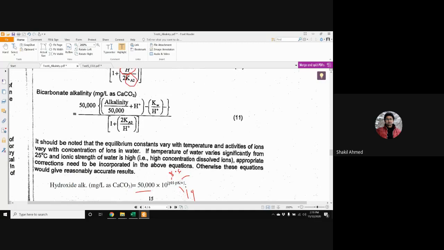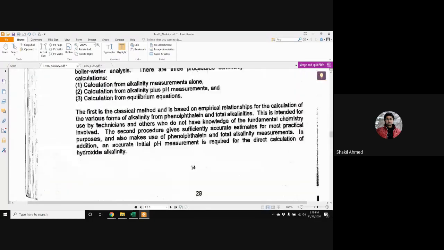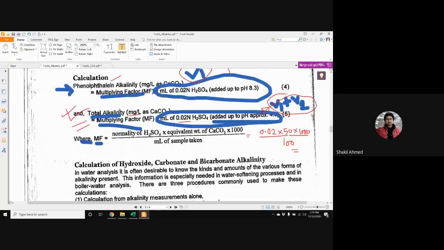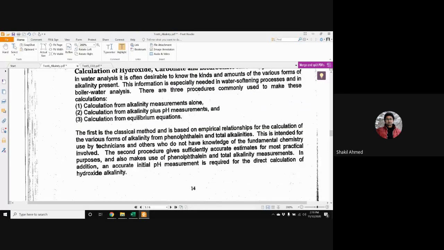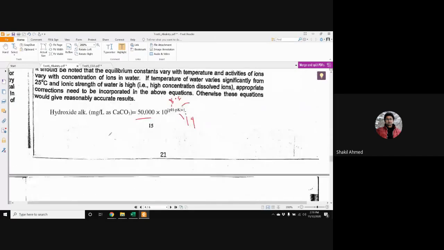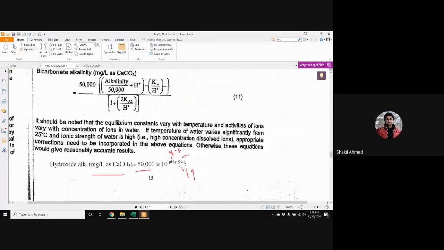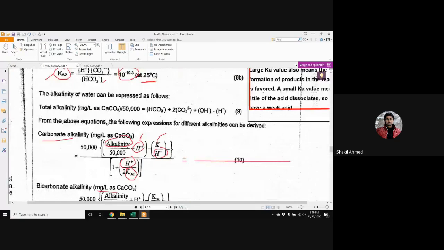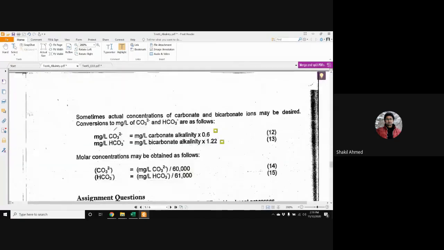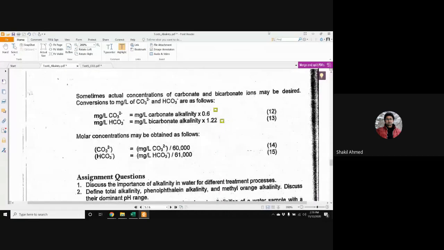And the unit, remember the alkalinity unit, we represent it as what? Milligram per liter as calcium carbonate, equivalent to calcium carbonate. So all the units are in milligram per liter as calcium carbonate. Clear?